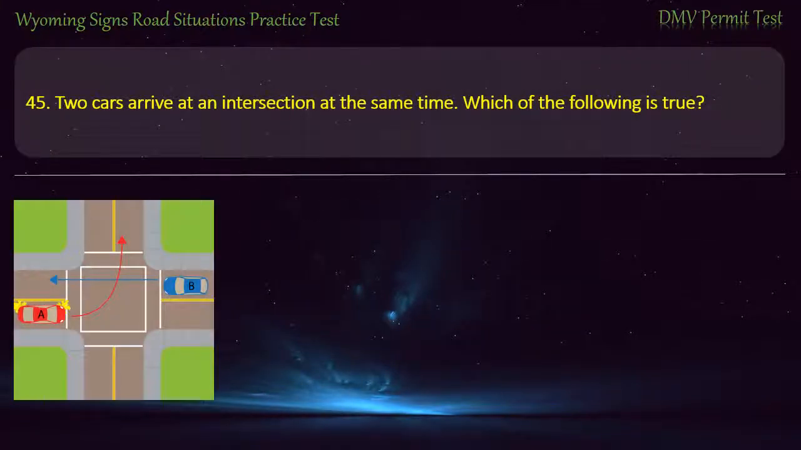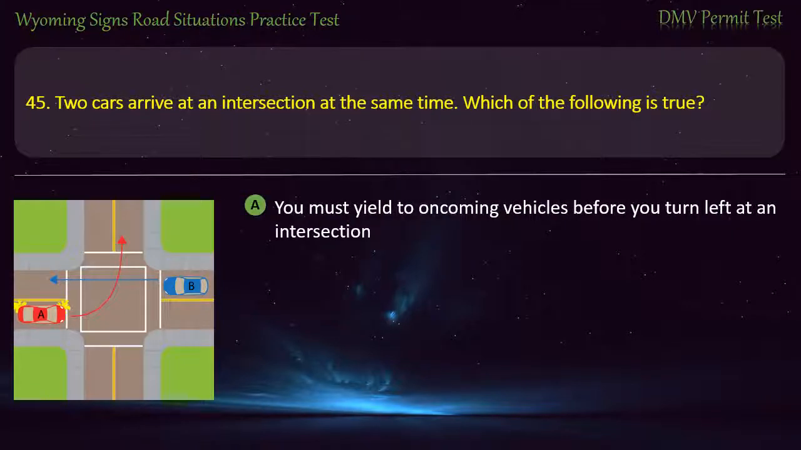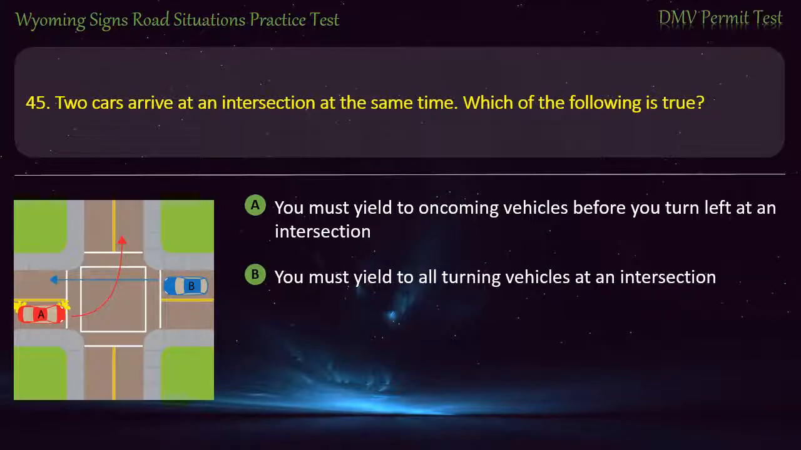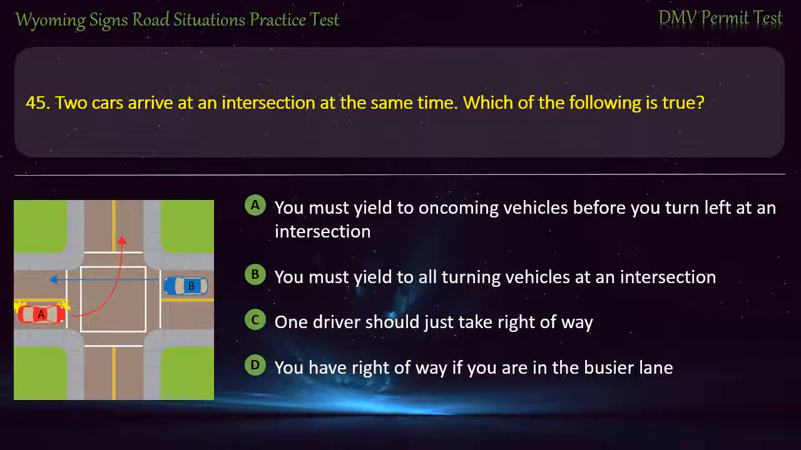Question 45. Two cars arrive at an intersection at the same time. Which of the following is true? You must yield to oncoming vehicles before you turn left at an intersection. You must yield to all turning vehicles at an intersection. One driver should just take right of way. You have right of way if you are in the busier lane. Answer. You must yield to oncoming vehicles before you turn left at an intersection.